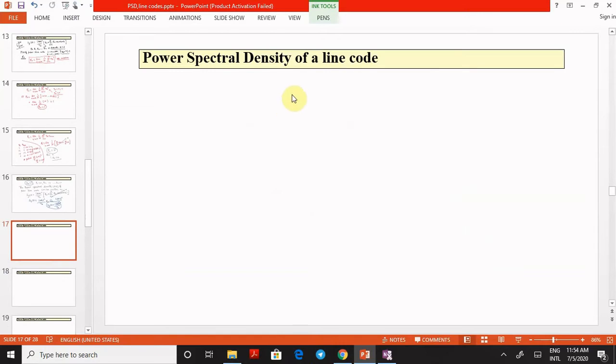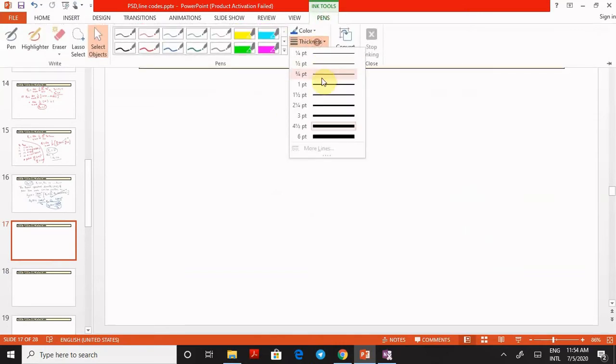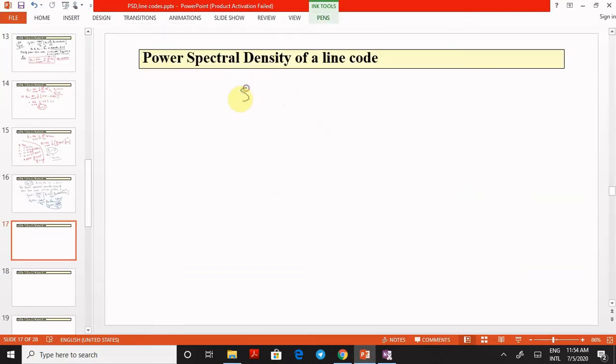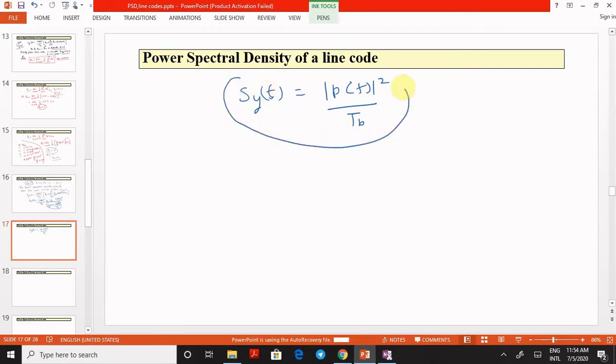I should again rewrite it. The power spectral density of a line code is now S_y(f), which can be equal to mod of P(f) square upon TB, right? And this is the power spectral density for polar line code.